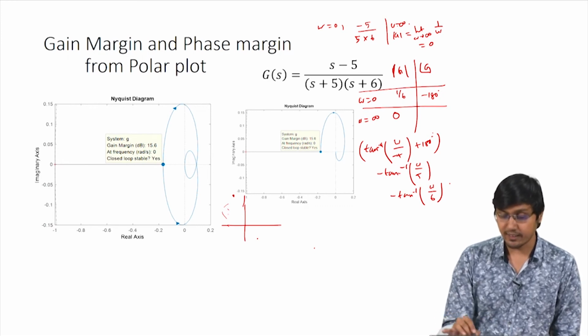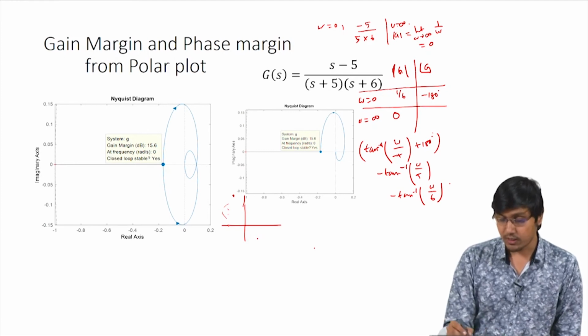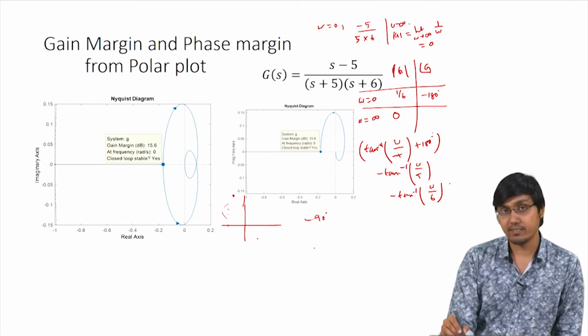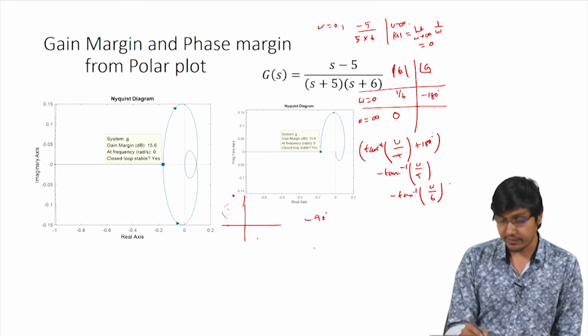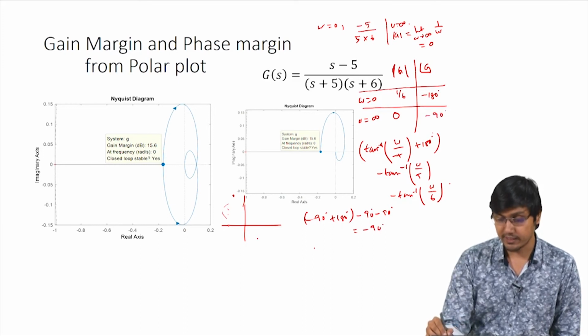So then we substitute omega equal to infinity. Basically we have minus 90 degree, because tan inverse minus infinity is minus 90 degree, plus 180 degree, then minus 90 degree and minus 90 degree. What it turns out to be is nothing but minus 90 degrees. So this is what you get as minus 90 degrees here.